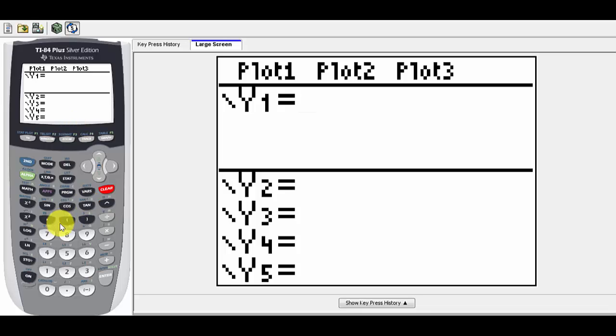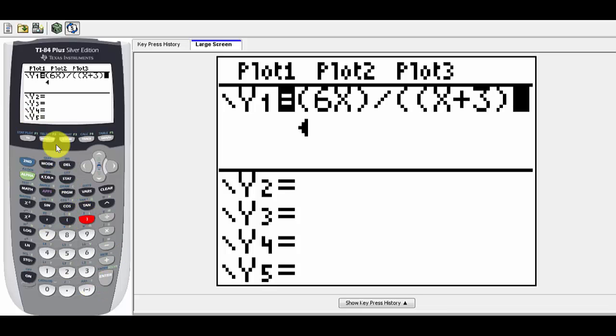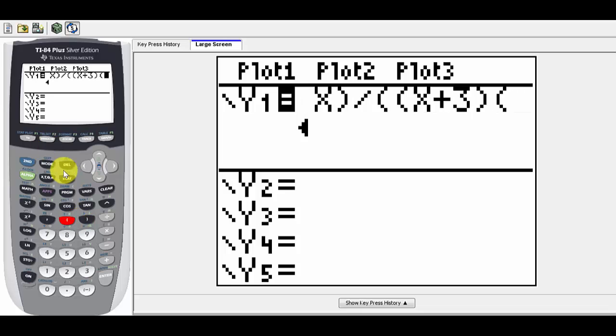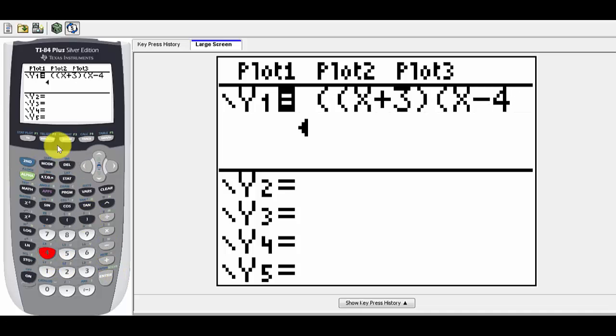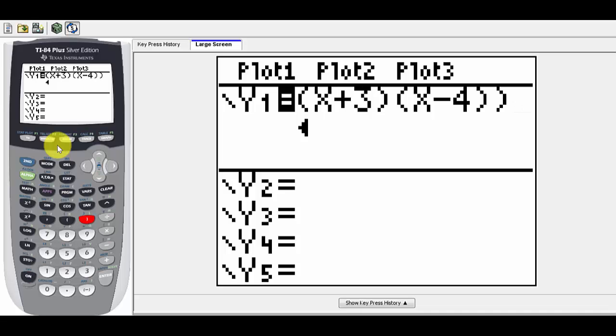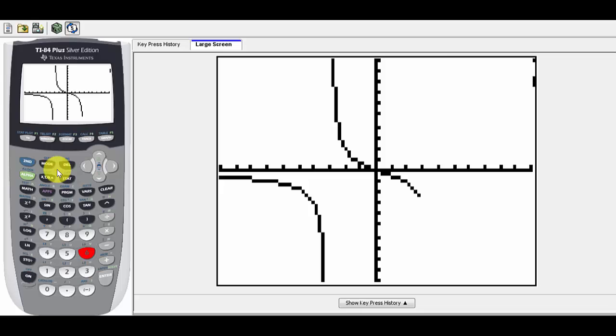Now graphing the second function. Again, in parentheses, make sure you put 6x, close your parentheses, divided by. Now you need a double parentheses because we had x plus 3 times x minus 4. Close your parentheses for the x minus 4 and for our whole denominator. Let's do a zoom 6. And that's what our graph looks like.